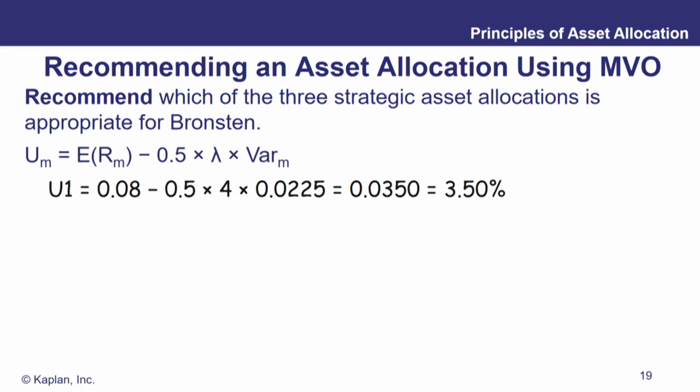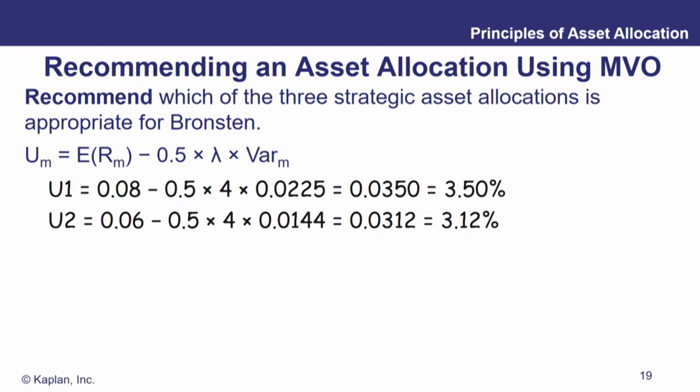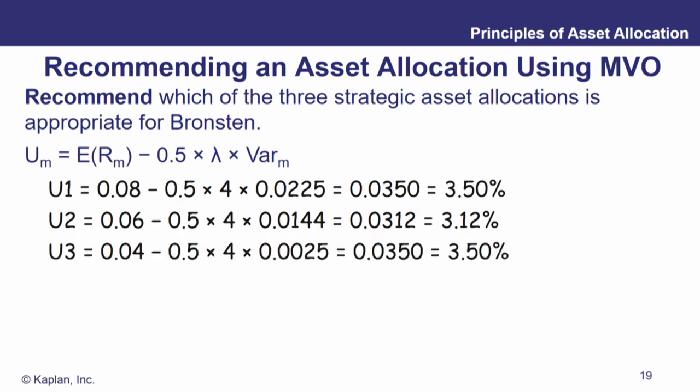So 8% is going to be 0.08. The variance is going to be 0.0225. So we get a utility equal to 0.035, or if you want to think of that in percentage terms, that's 3.5%. All right, so we do the same thing with number 2, and we do the same thing with number 3. So each of their respective expected returns in that first term there, the coefficient is 0.5 in all 3 cases, the lambda is 4 in all 3 cases, and plug in the respective variances. So when we get done running through these utility functions, what do we find? We find that the allocation number 1 and allocation 3 both give us the same amount of utility. Well, number 2 drops out because it is the worst of the 3.